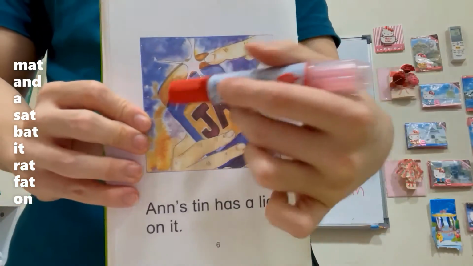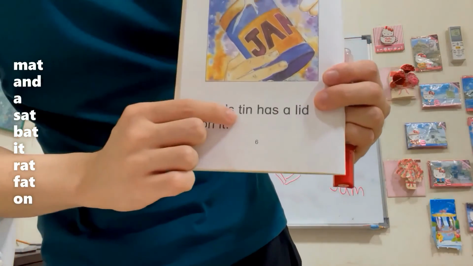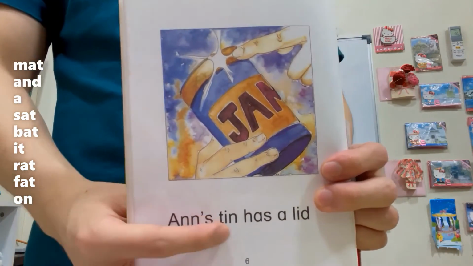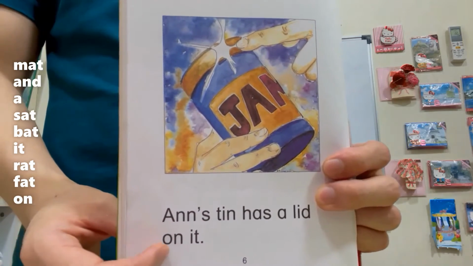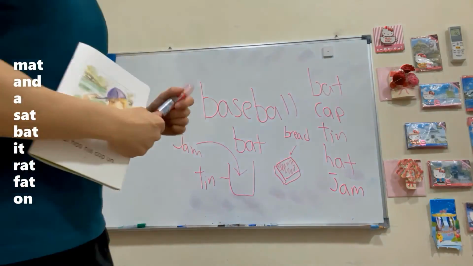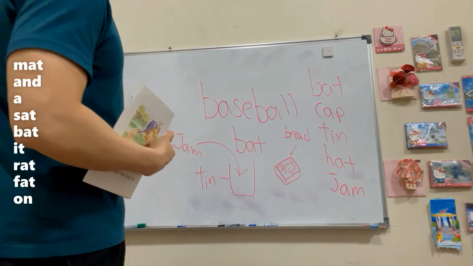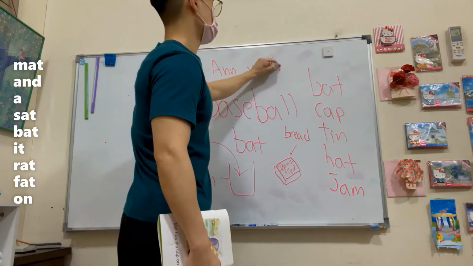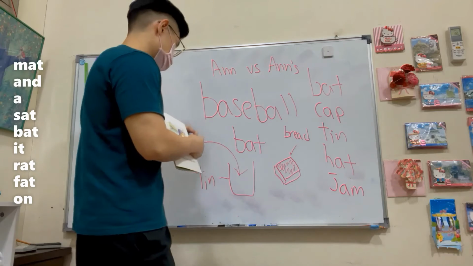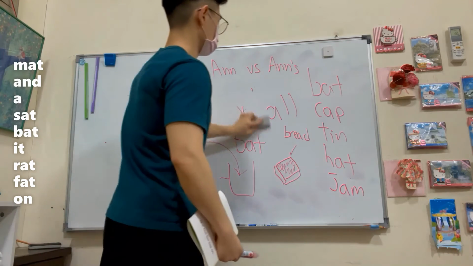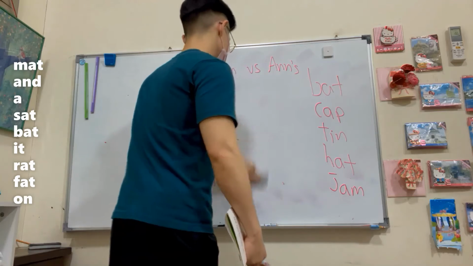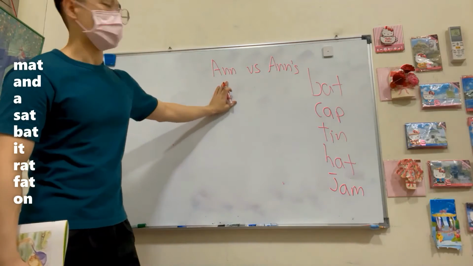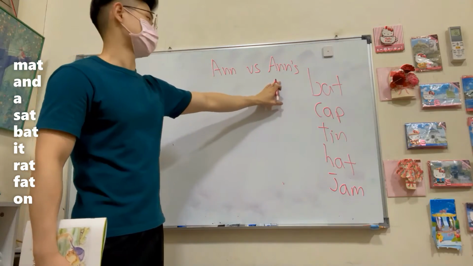Okay, so you can see a picture of the jam. Anne's tin has a lid on it. Anne's tin has a lid on it. So, what is the difference between Anne versus Anne's? Let me erase this part of the board, so you can see clearer.